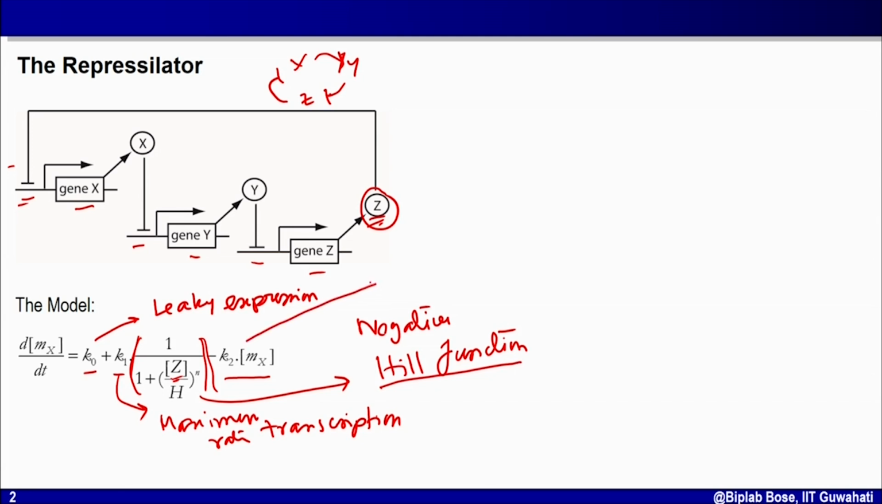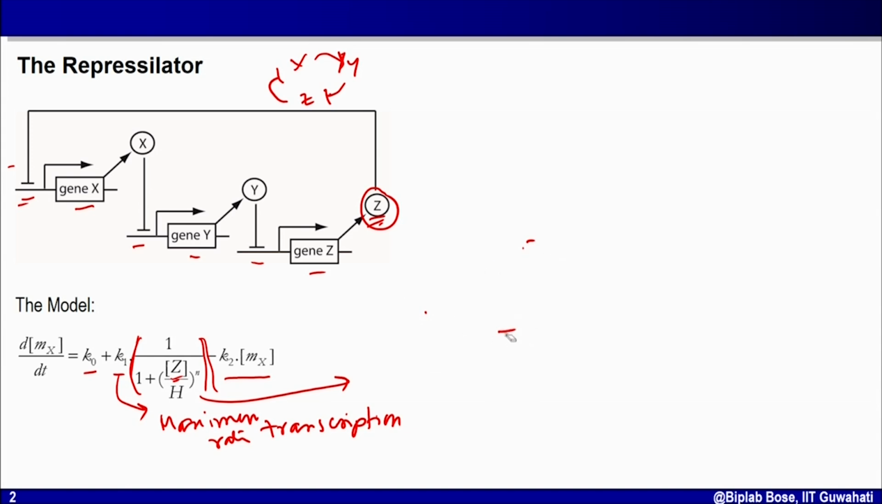This K2 into mx is nothing but the rate of degradation, that is first order degradation. So K2 is the rate constant for degradation and it is multiplied with the concentration of mRNA. So that's all for my ODE for mRNA of X. Let me clear it up so that we can write the ODE for the protein.